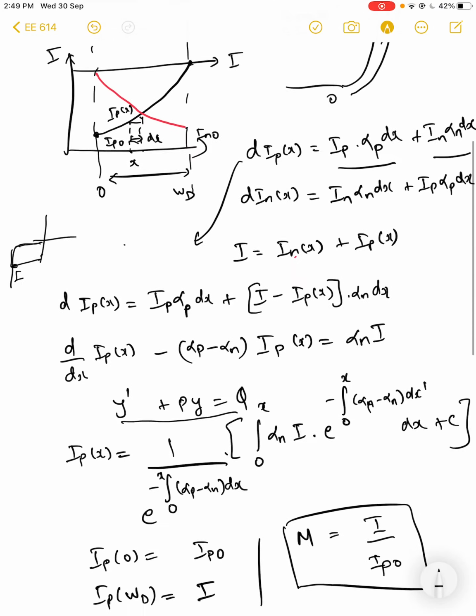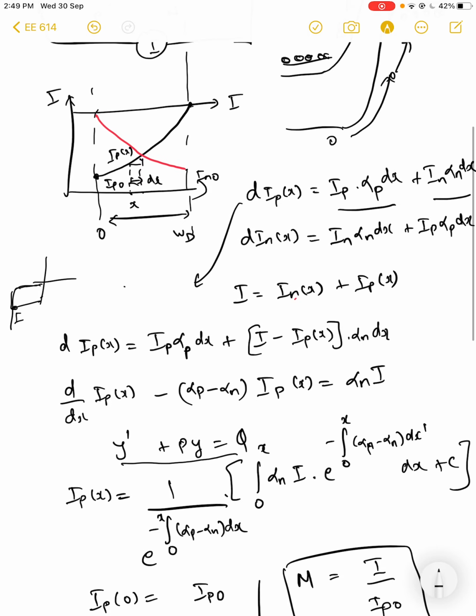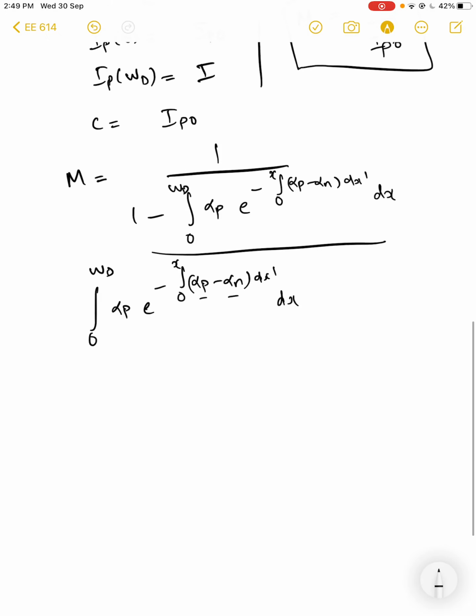Because you are here at any point in the depletion width, at any point the velocity of these electrons and holes are very different, right? And hence the ionization coefficients alpha n and alpha p are going to be position dependent, and that's why we are not able to reduce this particular thing very easily. However, this is going to be 1.